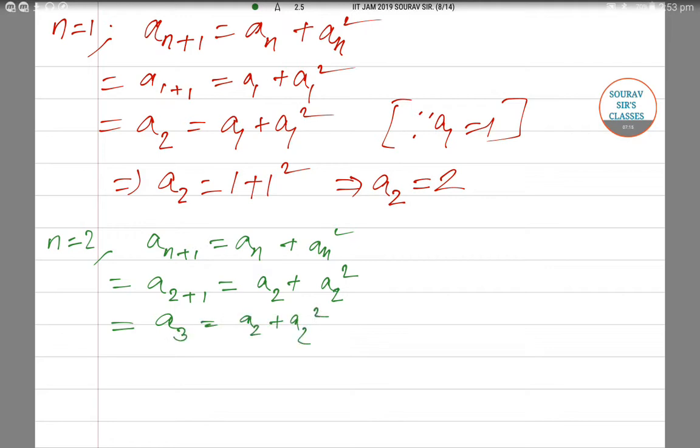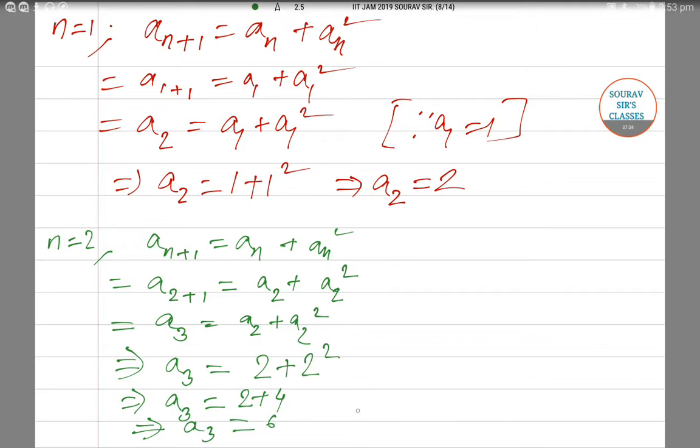Now you can see from the previous part we have got the value of a2 which is equal to 2. So simply put 2 wherever you can see a2. So it will be 2 plus 2 square, that is a3 is equal to 2 plus 4, that is a3 is equal to 6. So we have got the value of a3 as well, which is equal to 6.